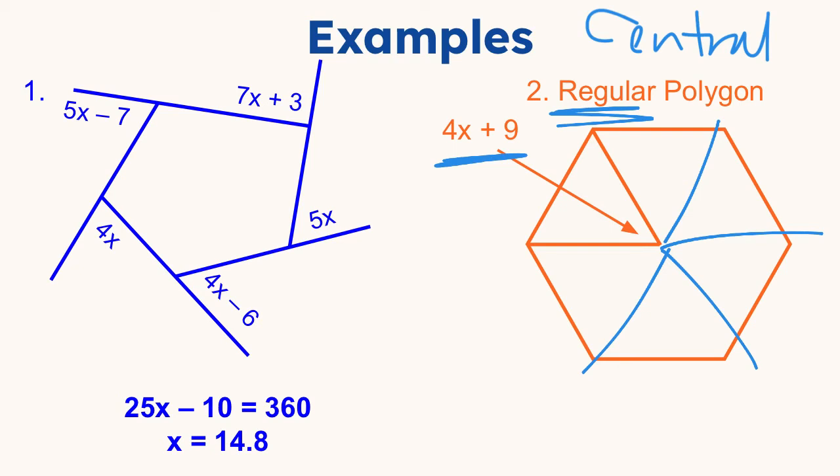You could either take 360 and divide by 6 to figure out that each individual angle is 60. Or if you want to, you could say, I know that each of these angles is 4x plus 9, and so what I could do is multiply that by 6, since I know there's 6 of them that are all the same size.